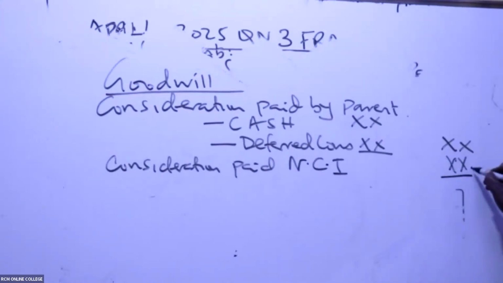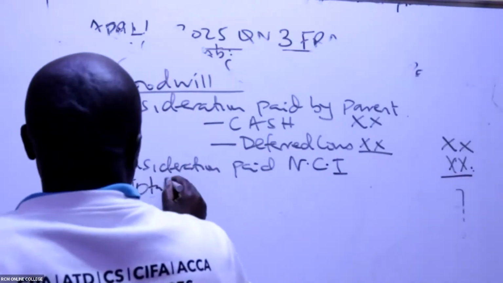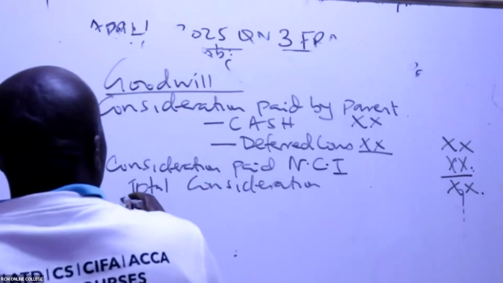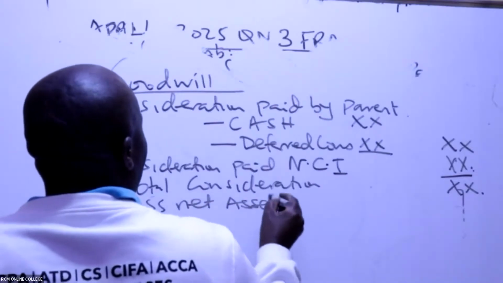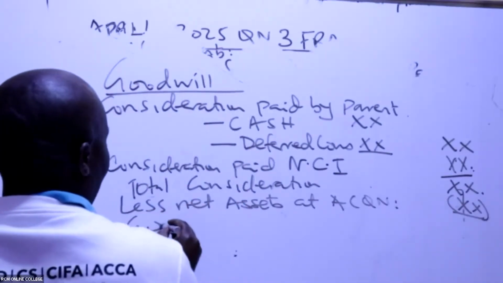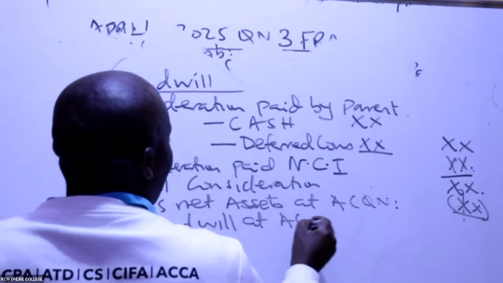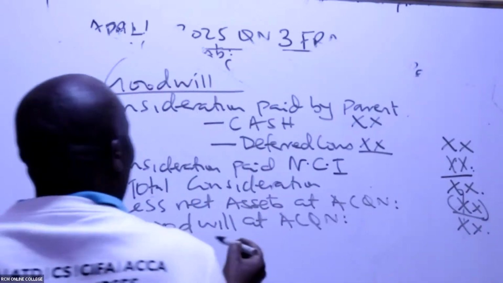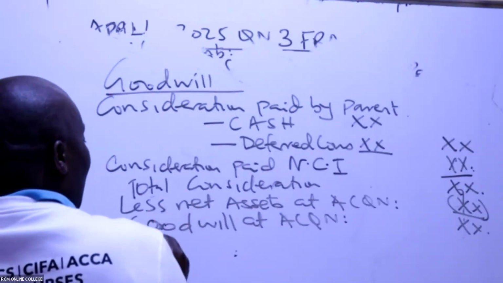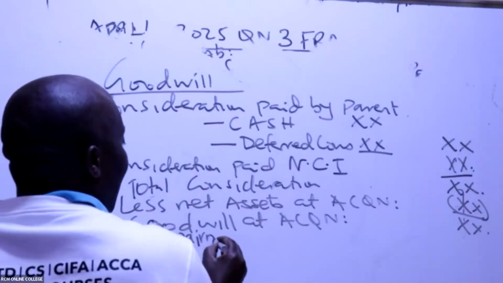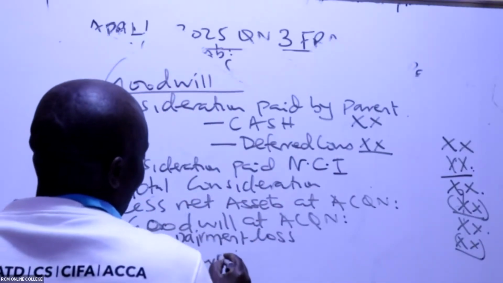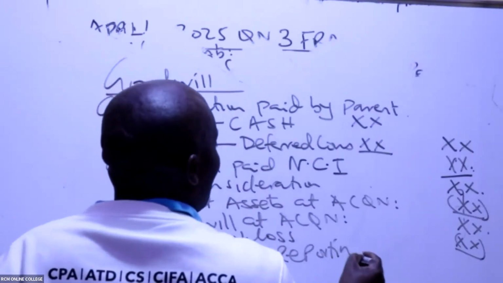You add like that. Then you come there and say total consideration. What has been paid? Total consideration. You add like that. Then you say less net assets at acquisition. So when you subtract, you get goodwill at acquisition. Then you know goodwill, just like any asset, is subject to loss in value. Loss in value of this intangible asset is what we call what here? Impairment. Impairment loss. So you subtract the impairment loss, and you get goodwill at reporting.